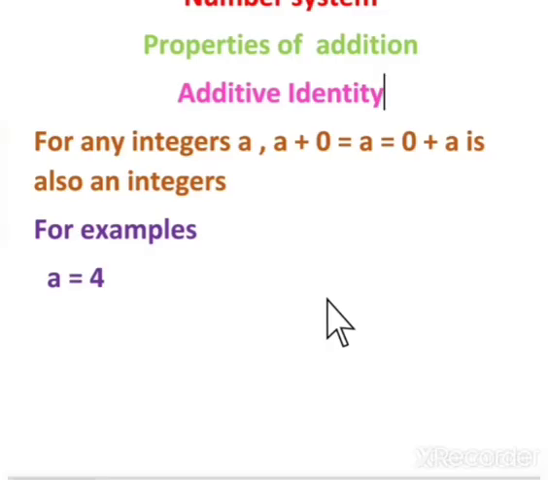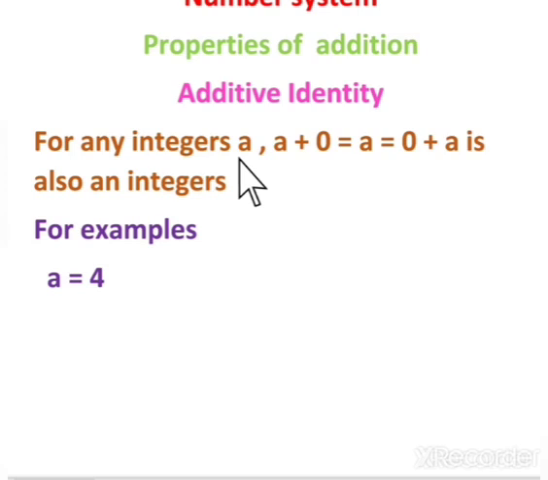Next we are going to see another property, that is additive identity. For any integers, a plus 0 equal to a equal to 0 plus a is also an integer. Take any integer, and if we add it with 0, we get the same integer as the answer. Even if we add in reverse order, the answer is the same number that we took.